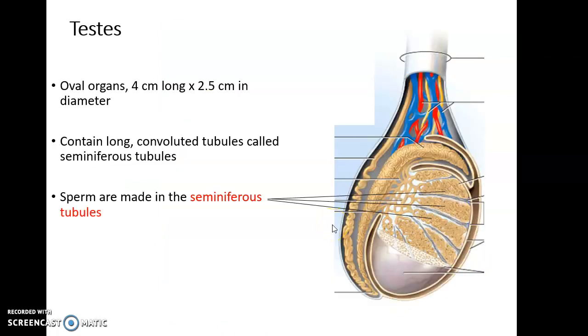All right, so the testes. The testes are ovoid organs, about 4 centimeters long by 2.5 centimeters in diameter. They are filled up with teeny, tiny coiled tubules. Lots and lots of coiled up tiny tubules. And these tubules are known as the seminiferous tubules. And it is within the walls of the seminiferous tubules that sperm are produced. So immature sperm are made in the seminiferous tubules of the testes.